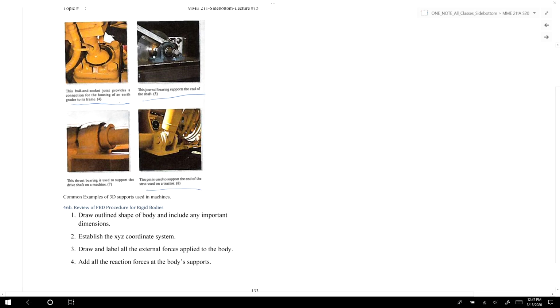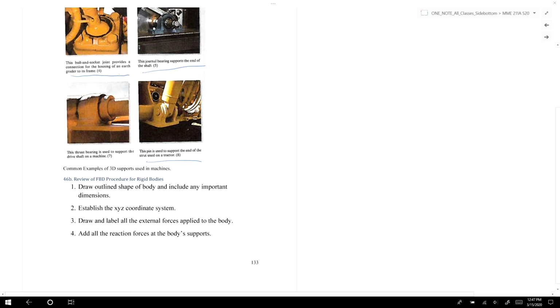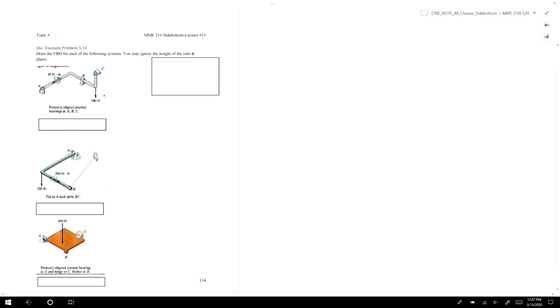Just like in 2 dimensions, it's going to follow the same procedure to analyze rigid bodies. We're going to do an example problem that will go through that procedure. You first draw your outline shape, define your coordinate system, draw all the forces, and then add all the reaction forces due to the body supports. If you go to the next page, we'll do an example.